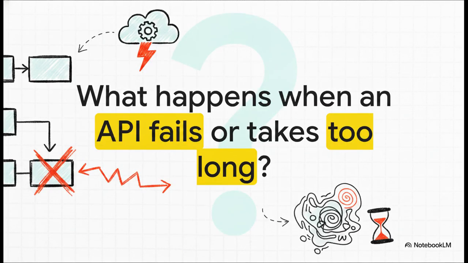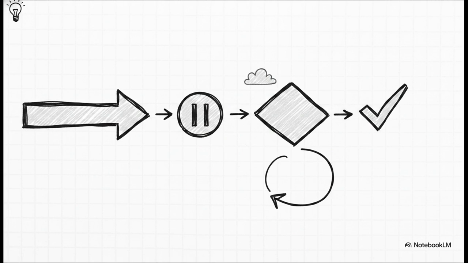But let's be practical for a second. What happens when an external API just completely fails, or a complex process, like having an AI generate a high-quality video, takes way too long? If nodes run sequentially and they expect immediate data, won't the whole workflow just error out and crash on you? Well, to prevent those nasty crashes, we use logic nodes as our safety nets.